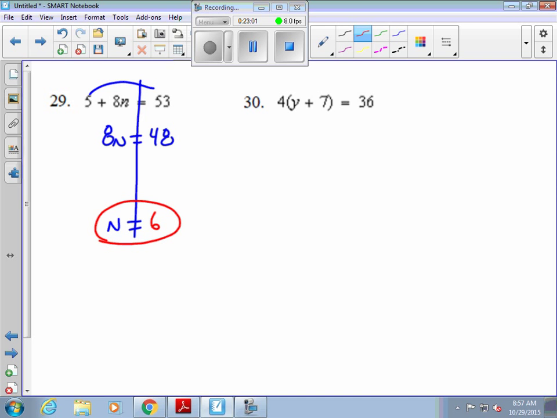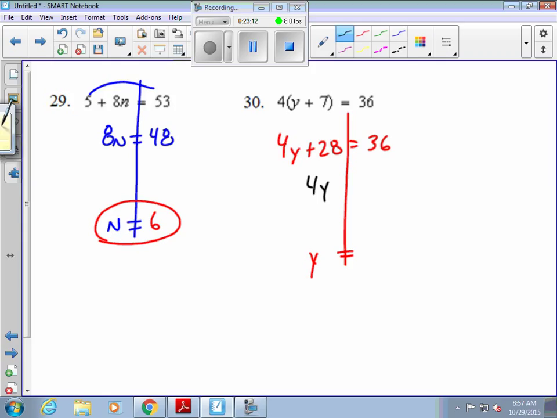Distribute first. 4 times y is 4y. 4 times 7 is plus 28 equals 36. Want to get y by itself. Subtract 28 on both sides. 4y, excuse me, is equal to 8. And then divide by 4 on both sides. Y is equal to 2.